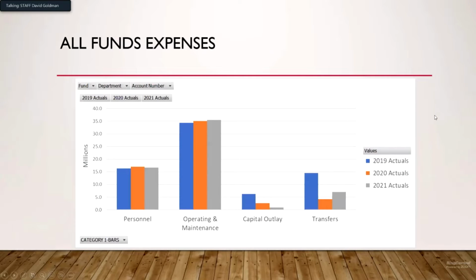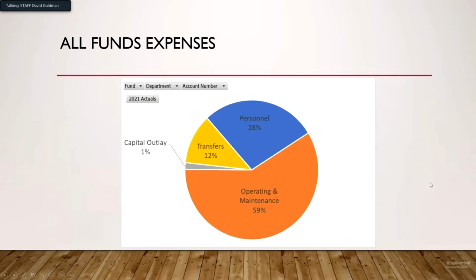So looking at all the funds in the past 3 years of actual results, you can see how it looks in the different categories. There's personnel, there is operating and maintenance, there is your capital outlay, and transfers between funds. The blue is 2019, the orange is 2020, and the gray on the right is 2021. This is what this looks like for 2021.